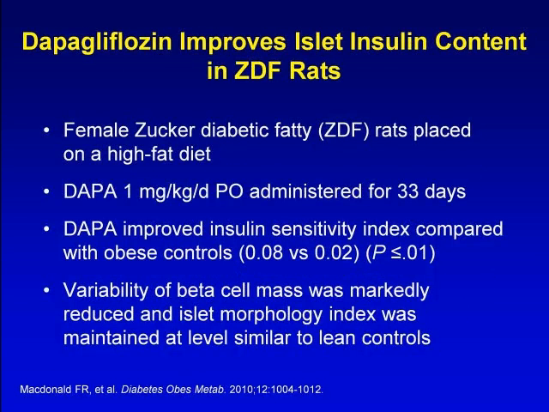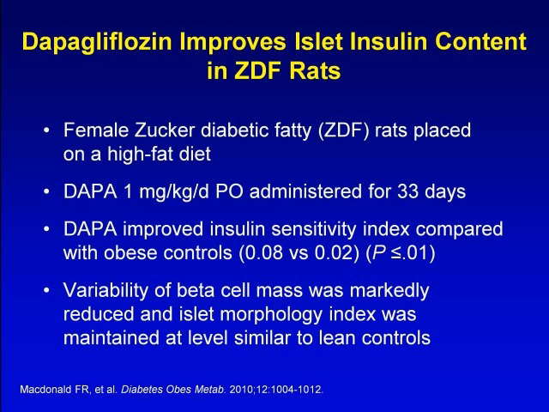In this slide, Dapagliflozin was shown to improve islet insulin content in the same ZDF rats, which are the type 2 diabetic model. Female rats were used because they have a more gradual onset of type 2 diabetes. DAPA 1 milligram per kg body weight per day was administered orally for 33 days, and it improved the insulin sensitivity index. The insulin sensitivity index tells us how the beta cell is functioning, so beta cell function is measured by that. So there was an improvement in beta cell function.